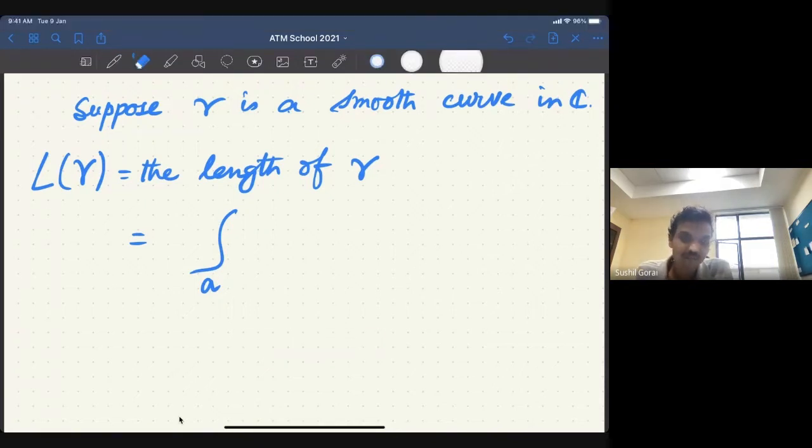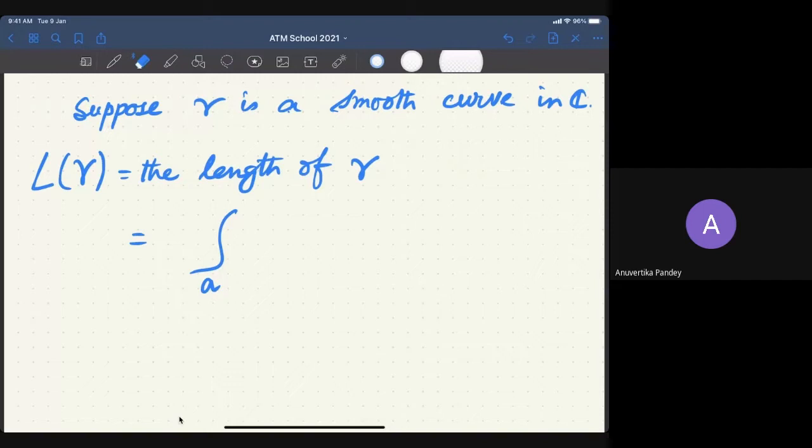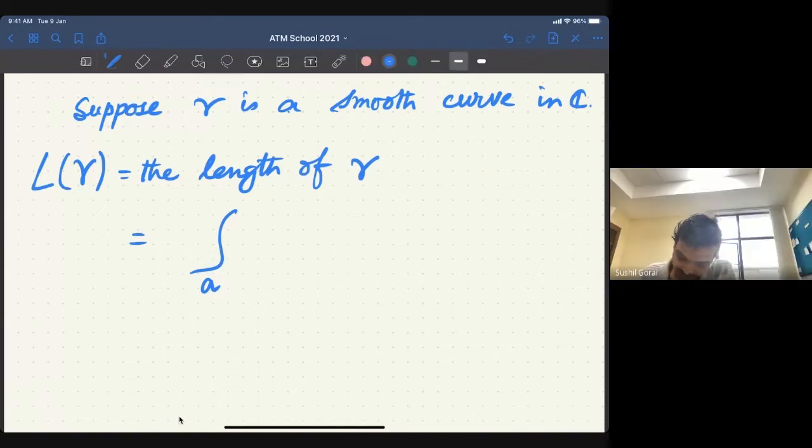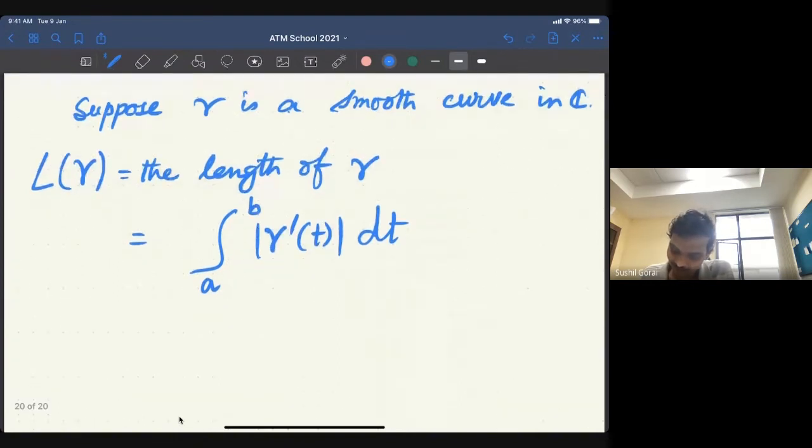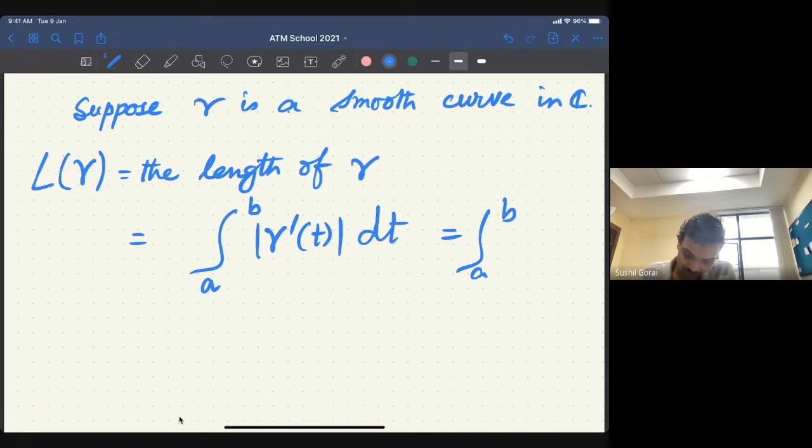So what is the length of the curve gamma? Gamma is a smooth curve. It has to be 1. Right. So this is mod dz, which is nothing but mod gamma prime t dt, right? Which is nothing but integration a to b, integration over gamma mod dz. All right.